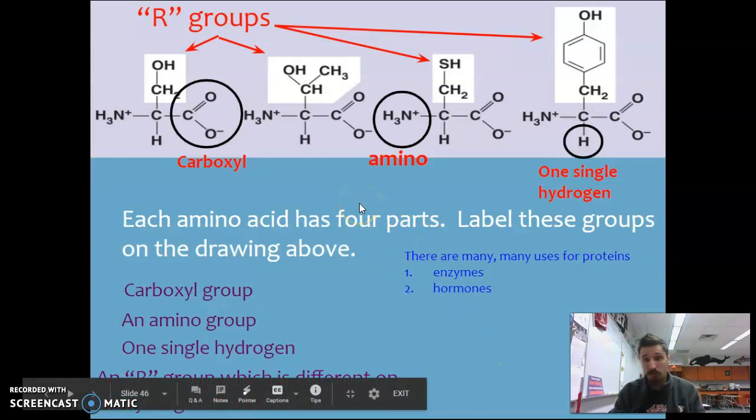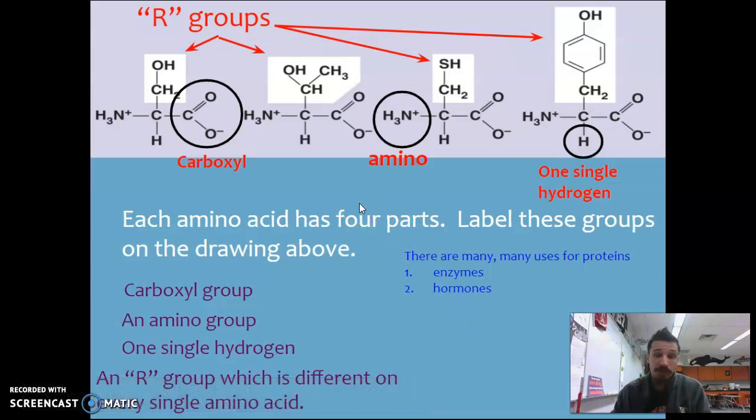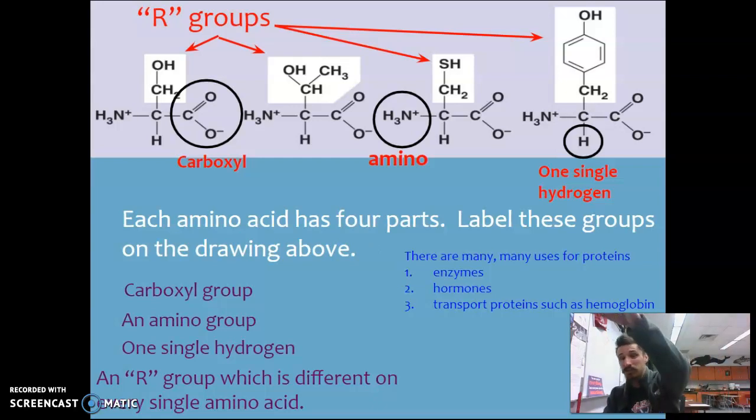Proteins are used as hormones. All right? Hormones are chemicals, proteins, secreted by certain glands in your body that affect other places in your body. They help you grow, they help your brain develop, they help you change into an adult from childhood. Hemoglobin is a transport protein. Hemoglobin is the protein on your red blood cells that picks up oxygen and transports it to other vital places in your body.